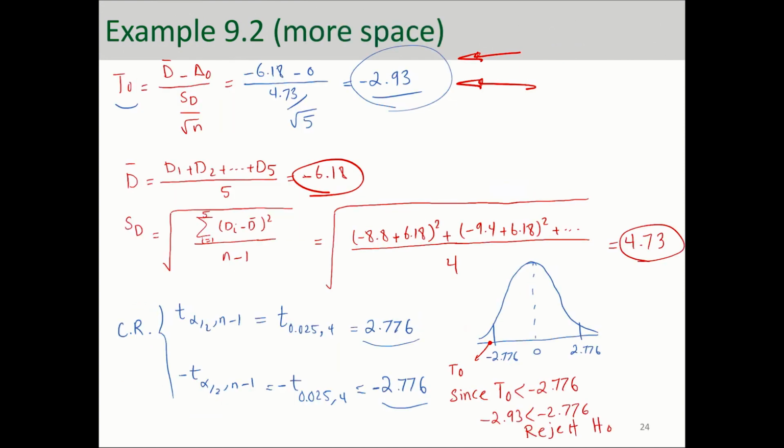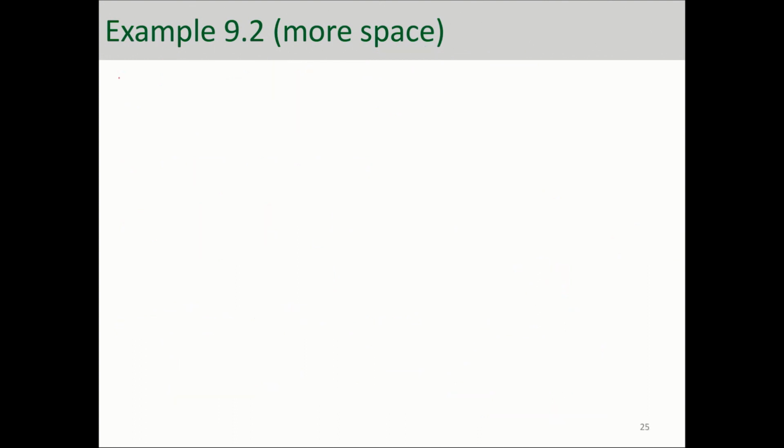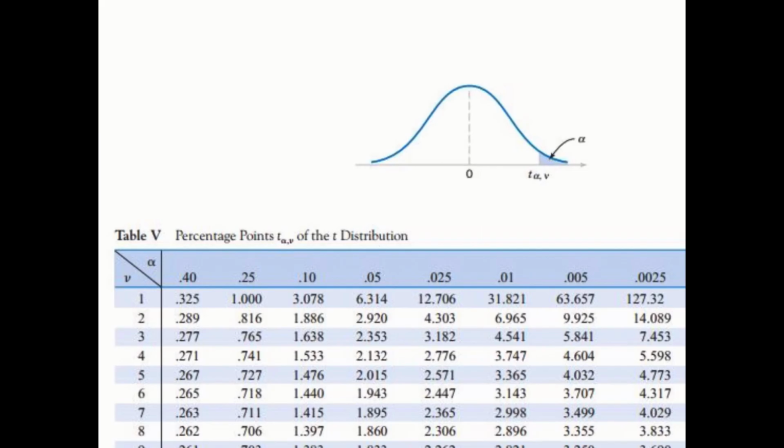So we need to calculate the p-value here. And the p-value for a two-sided paired t-test is 2 times probability of t with degree of freedom of n minus 1 greater than absolute value of t-score. So 2 times t of 4 greater than 2.93. We need to find this probability from the t-table. So here we're at the t-table and we're looking for probability of t4 greater than 2.93.